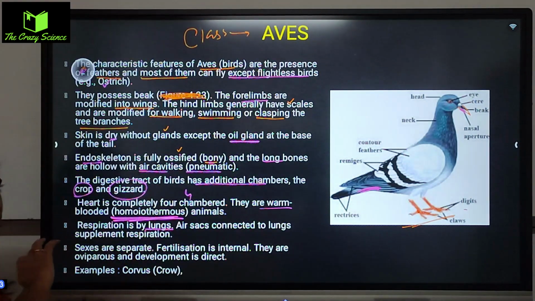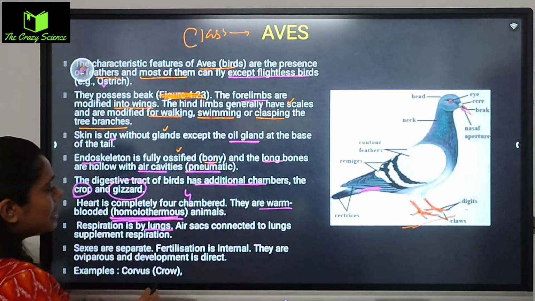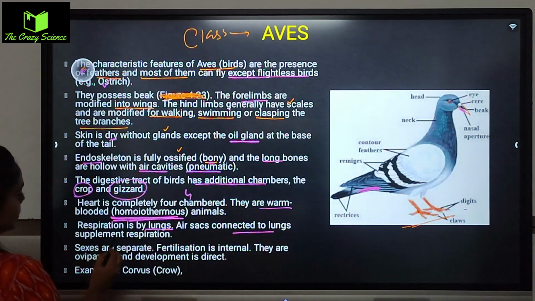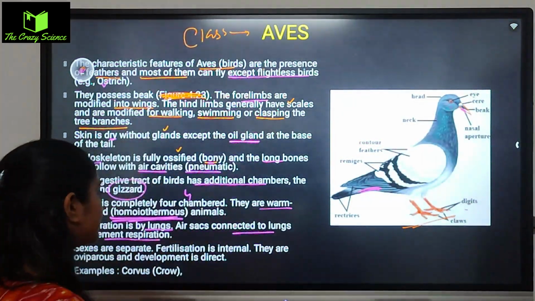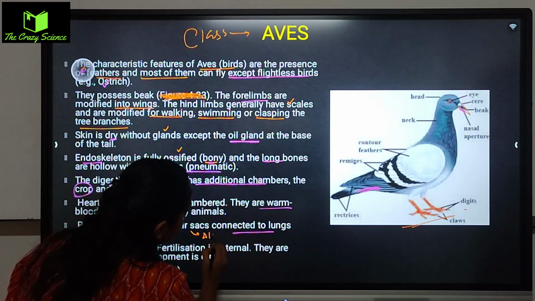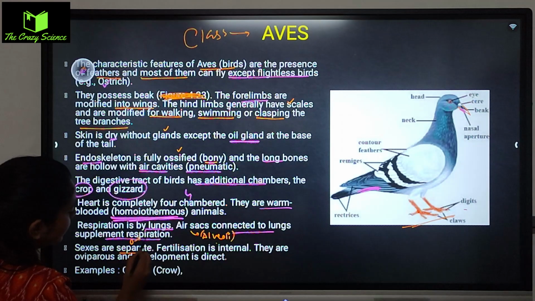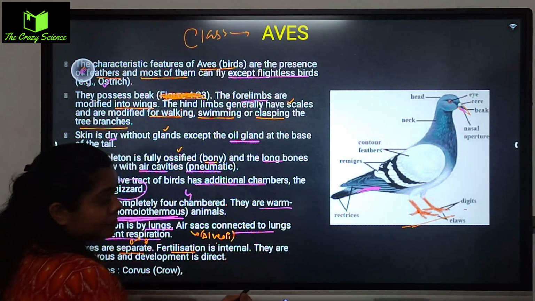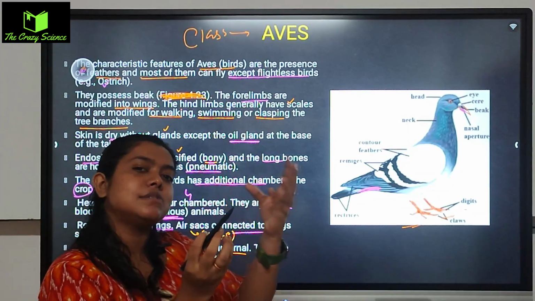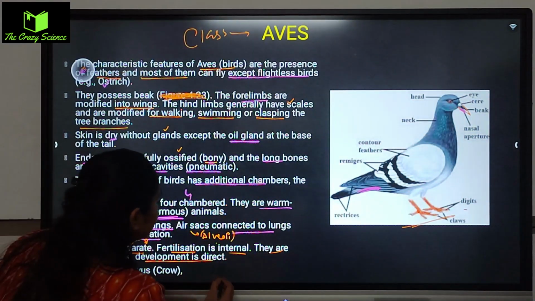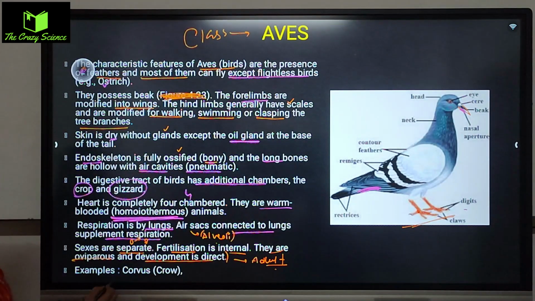Respiration is by lungs, they don't use gills or skin, they just go through the lungs, that's it. Air sacs are connected to the lungs, supplementing respiration. The sexes are separate here, meaning male and female are different. Fertilization is internal here, and they are oviparous, meaning from the egg the baby hatches. And development is direct, meaning the adult is directly forming, no larval stage.